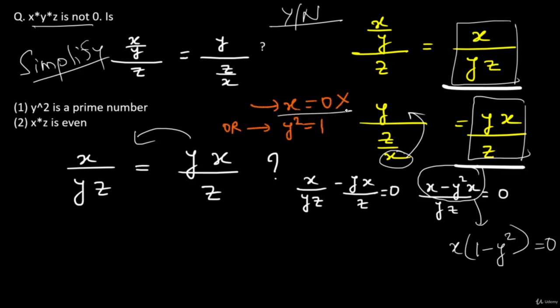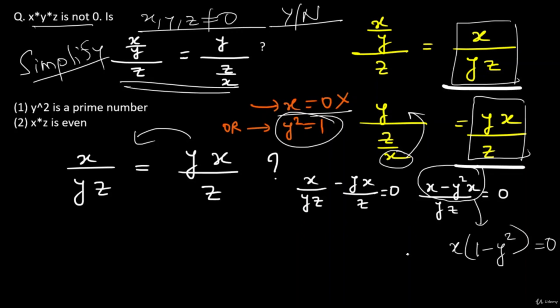And x cannot be equal to 0 because it's given that x into y into z is not 0, right? That means x comma y comma z is not equal to 0. All right. So basically this equation over here will be true only when y square is equal to 1. Only then you can say that x by y divided by z is equal to y by z by x.